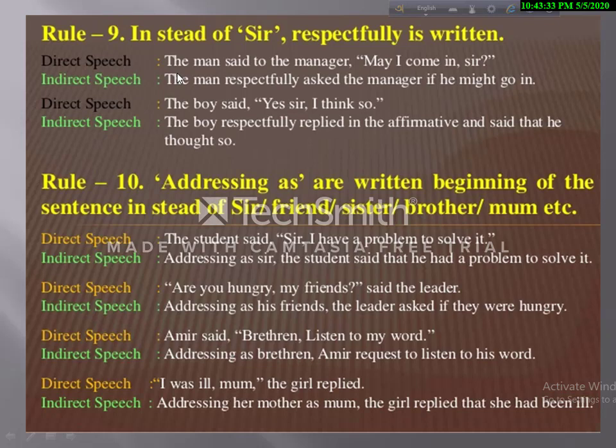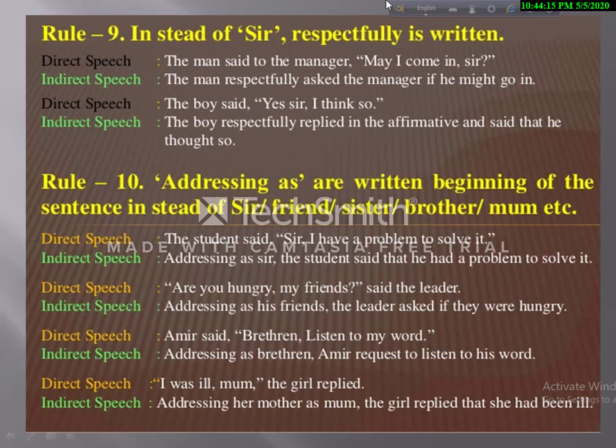Instead of sir, respectfully is written. Okay, very often you will find vocative cases. Vocative case means the case in which we address someone. Words using which we address somebody, like sir, brother, friend, sister, uncle. In this way, we address persons. And if there is sir as a vocative case, we will write respectfully.